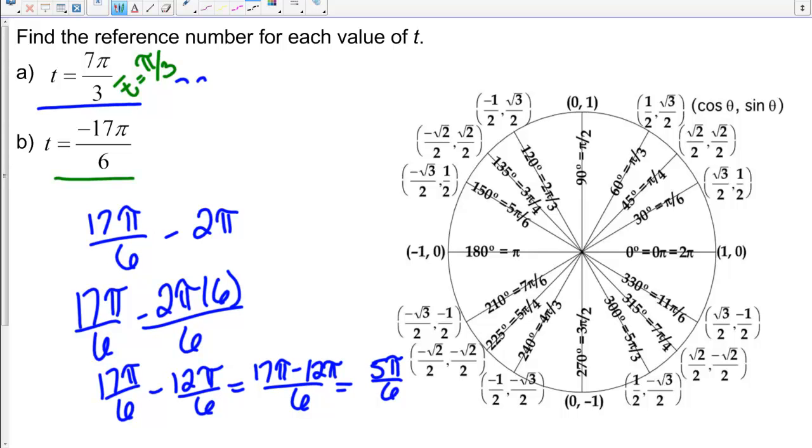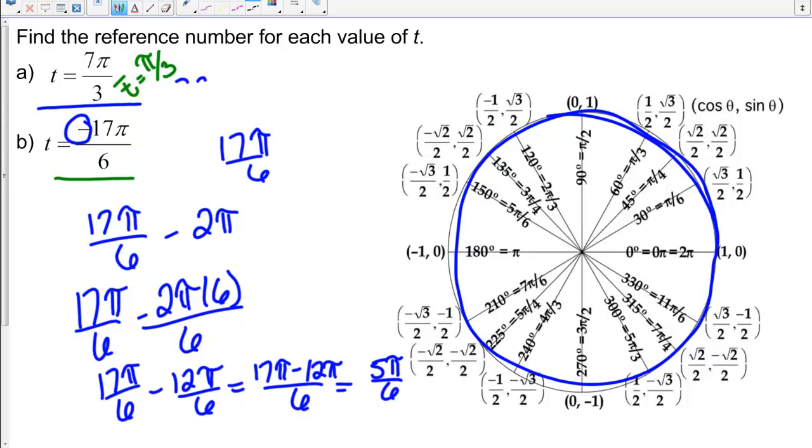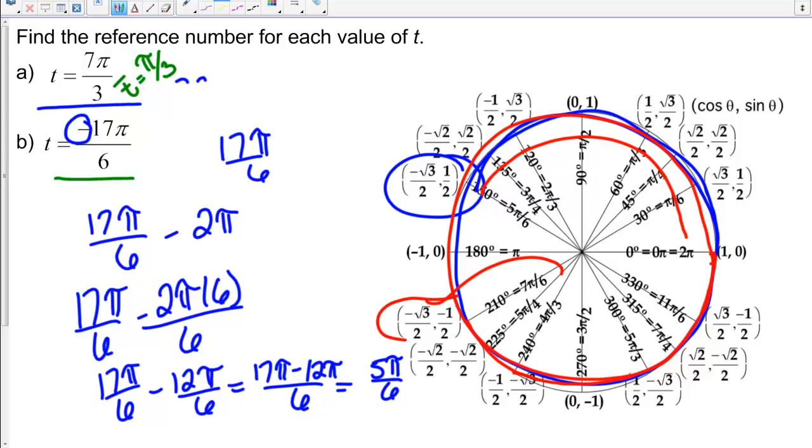So if we were thinking about this as positive 17 pi over 6, we would be going around counterclockwise once, and then back to 5 pi over 6. Okay. However, that's not the direction we went. Remember this is negative. We had to go around once and then back this same distance. So we end up right here.